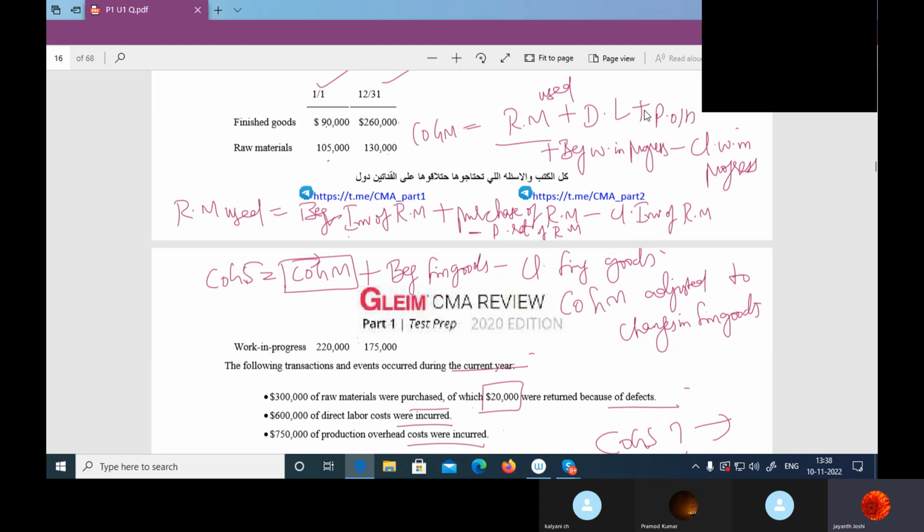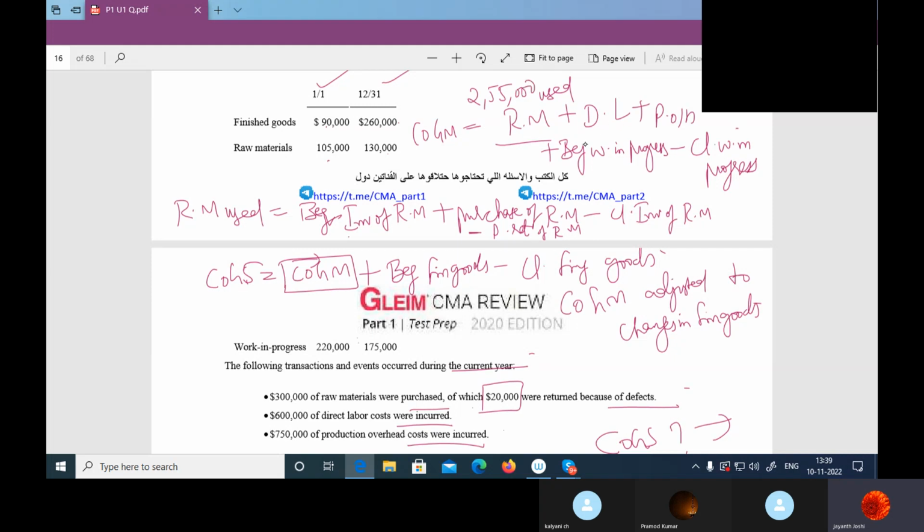What is the beginning inventory of raw material? 1,05,000. Purchase is 3 lakhs, minus returns 20,000, minus closing inventory of raw material, 130. When you adjust all that, what did you get as raw material used? 2,55,000. 2,55,000 is your raw material used.